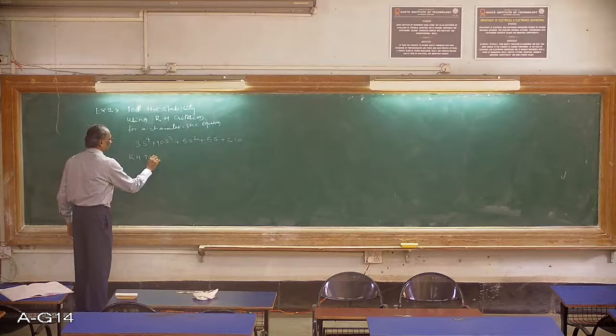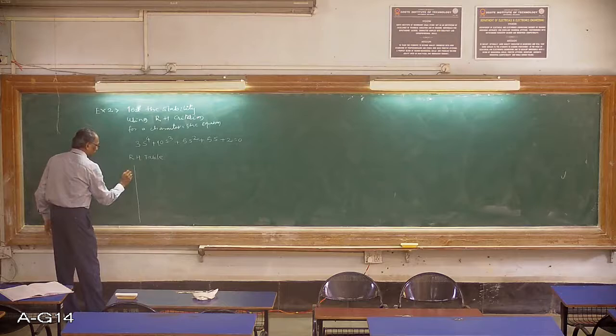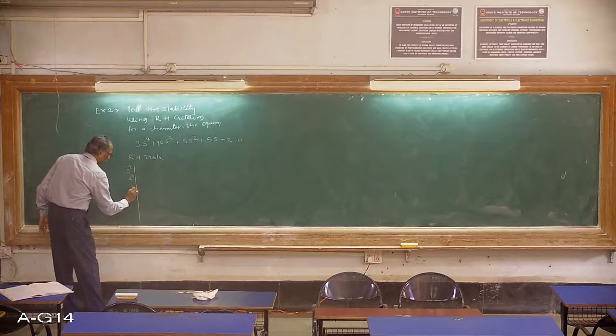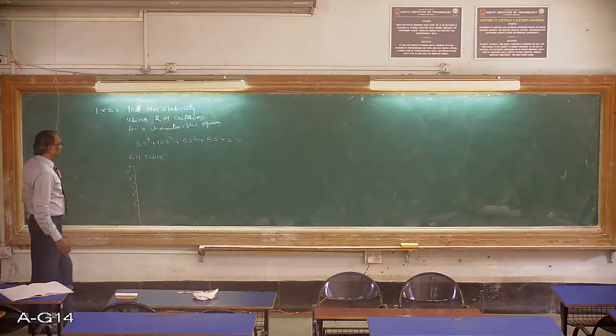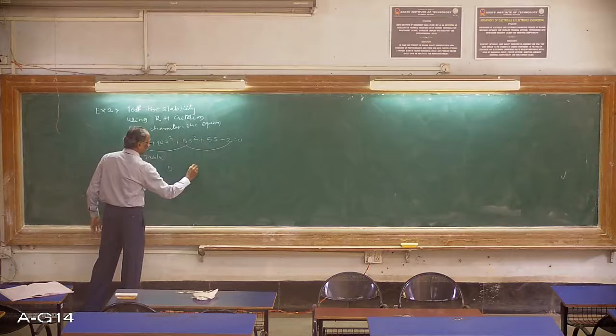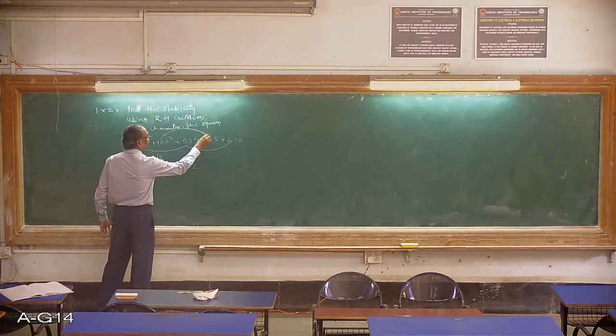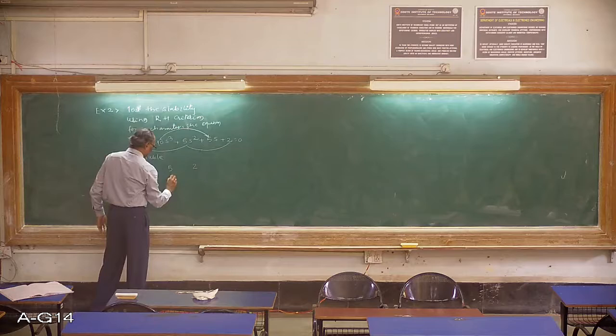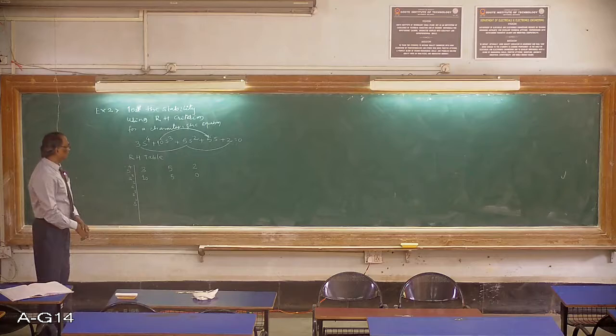Step 1. To construct the RH table, write down the powers of S in decreasing order. Now, to get the first row, the alternate coefficients are taken. S raised to 4 coefficient is 3, S square coefficient is 5, and the constant term S raised to 0 is 2. Now for the second row, we go for the coefficient of S cube, 10, and the alternate term is 5. As I told, any missing terms should be filled by zeros.